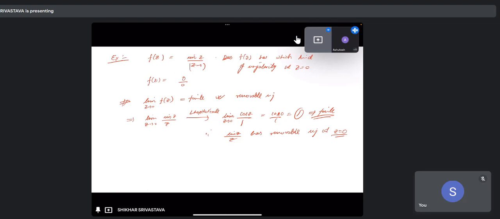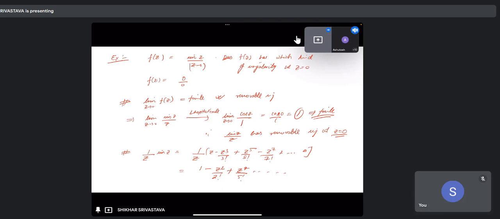So this is one way through which you can find that this function has a removable singularity. Another way is by expanding it. You know that sine z can be written as z minus z cubed by 3 factorial plus z to the power 5 by 5 factorial minus z to the power 7 by 7 factorial, and so on to infinity. So it will become 1. You put z inside, so minus z square by 2 factorial plus z to the power 4, and so on.